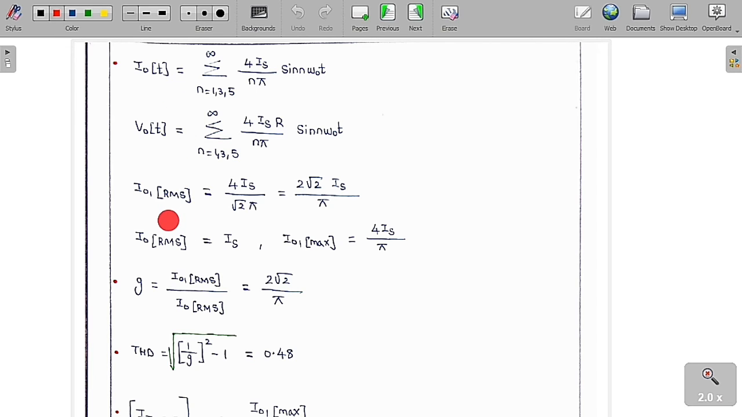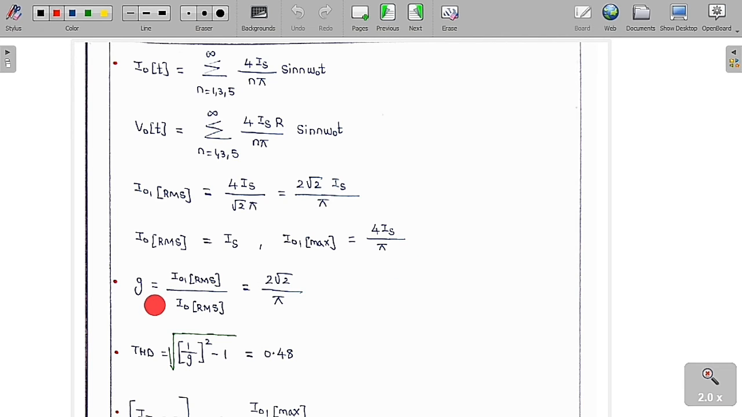I want to find the RMS value of the fundamental component of the output current. Substituting n equal to 1, we are going to get 4 IS by pi by root 2. So we are going to get this expression. The RMS value of the output current is equal to IS. Therefore, the maximum value of the fundamental component of the output current, substituting n equal to 1, we are going to get 4 IS by pi.